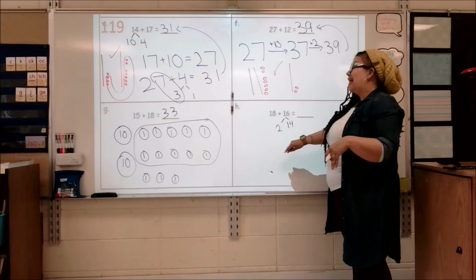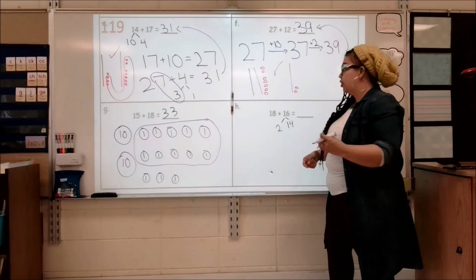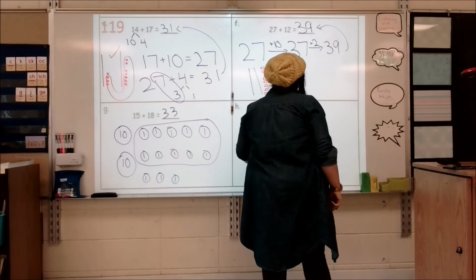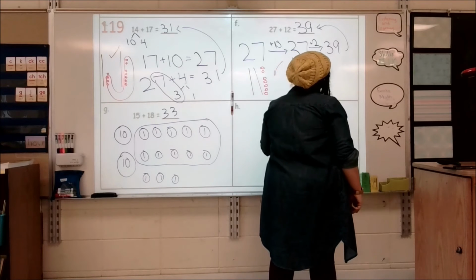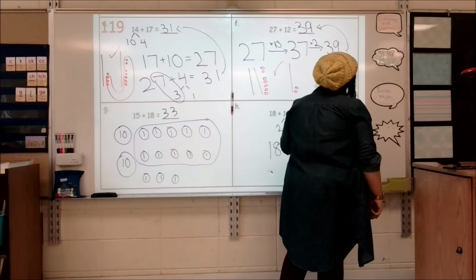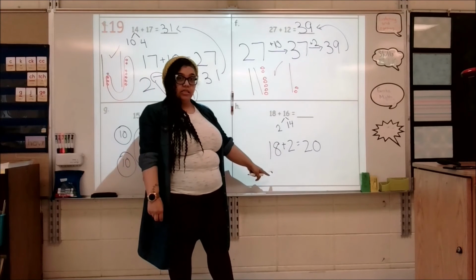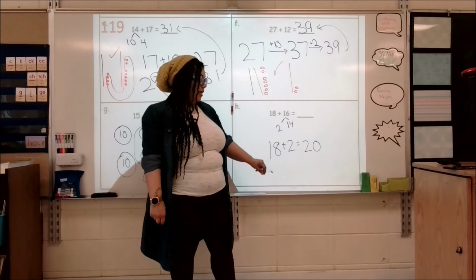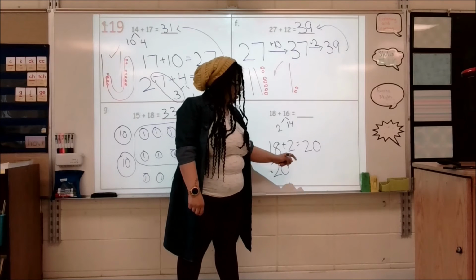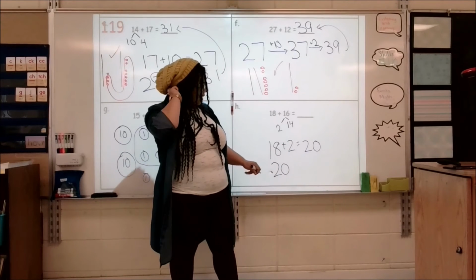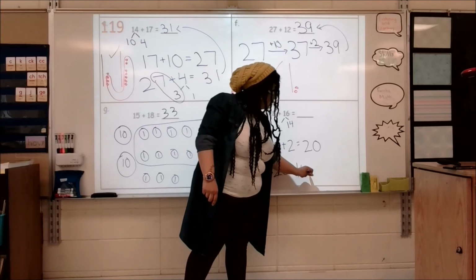So now let's add these ones to the larger part to create a complete group of 10. So 18 plus 2 is equal to 20. We will now take the tens, and we will add them. We moved the ones to create a group of 10. We will now add from the tens place.